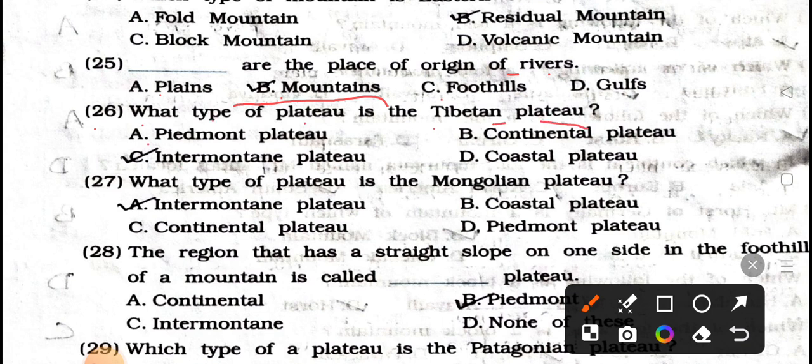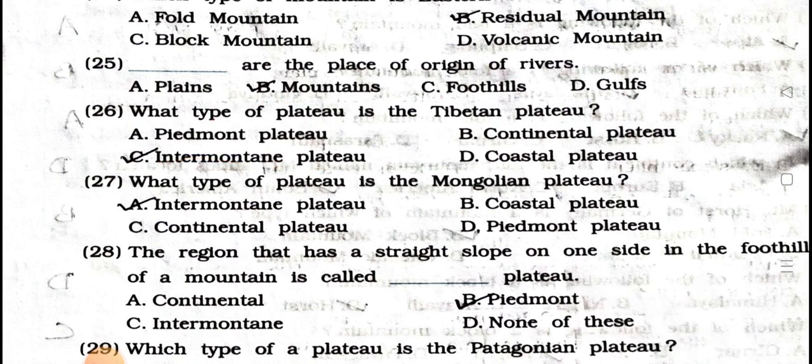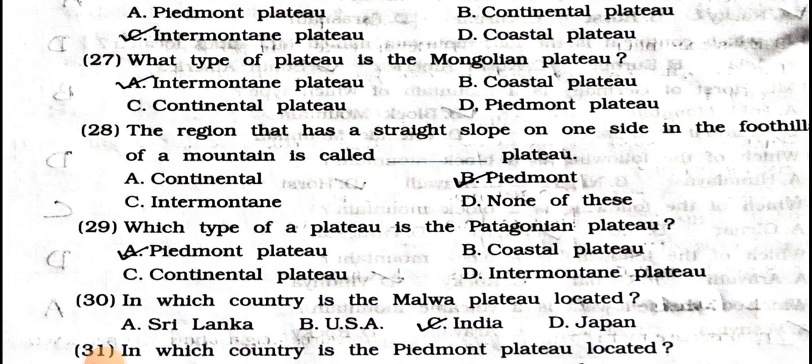Number 26. What type of plateau is the Tibetan plateau? A. Piedmont plateau. B. Continental plateau. C. Intermontane plateau. And D. Coastal plateau. Answer is option C, Intermontane plateau.